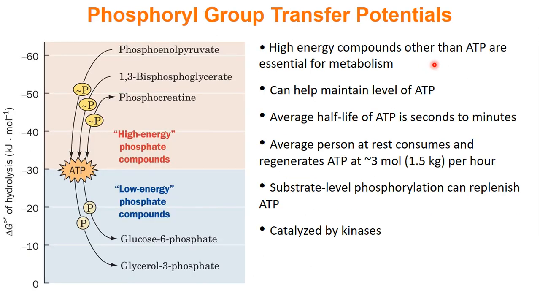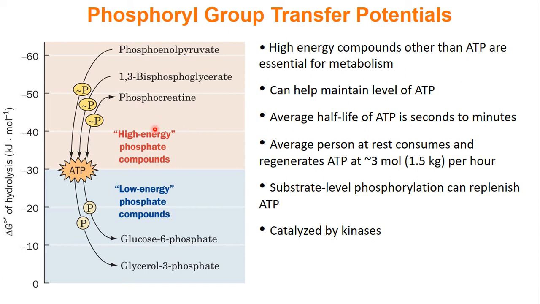Now, although ATP is ubiquitous in the cell and all cell types, other high energy compounds are used in metabolism as well. So anything on this chart that is above ATP has more energy per phosphate than ATP does. One thing that these compounds can do is help maintain the levels of ATP by remaking ATP.